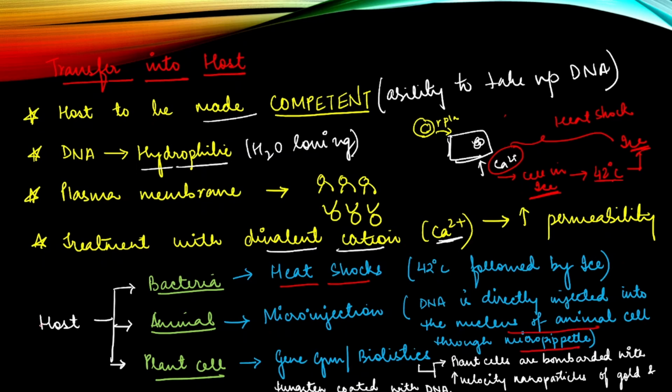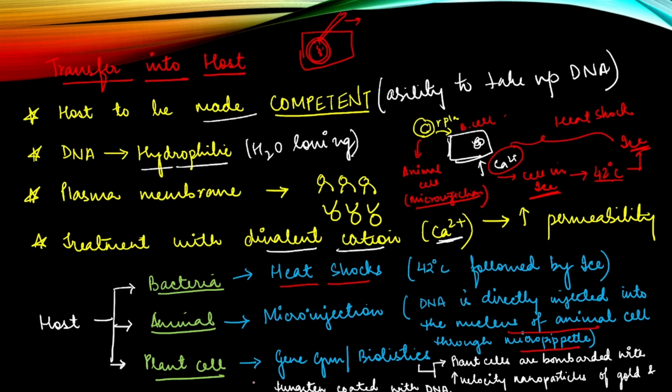Now if we want to insert this into an animal cell, what will we do? For an animal cell, we'll be using a process known as microinjection. We insert the DNA directly into the nucleus of the animal cell through a micropipette. If this is an animal cell and this is the nucleus, and DNA is already present, we take a micropipette and inject new DNA into the nucleus. That is what we call microinjection.